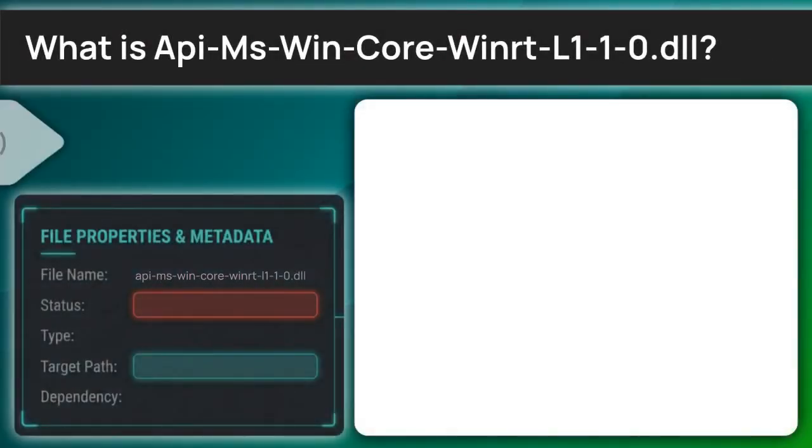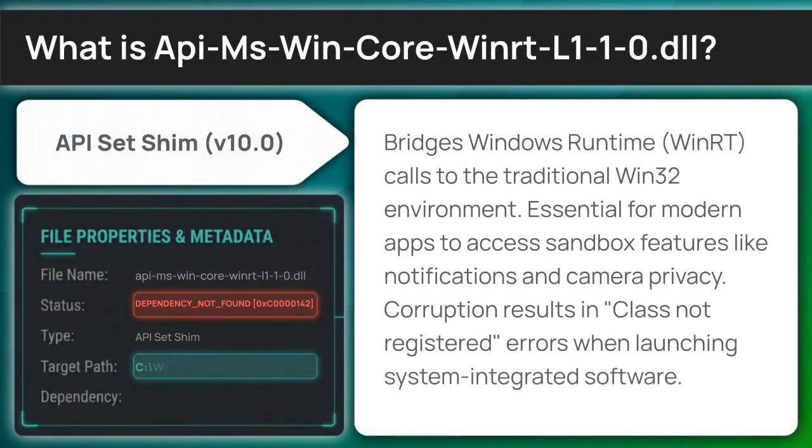This is the Win-core-winrt library. It bridges Windows Runtime, WinRT, calls to the traditional Win32 environment, essential for modern apps to access sandbox features like notifications and camera privacy. Corruption results in class not registered errors when launching system integrated software. Knowing the file's purpose is helpful, but now we need to physically restore it.